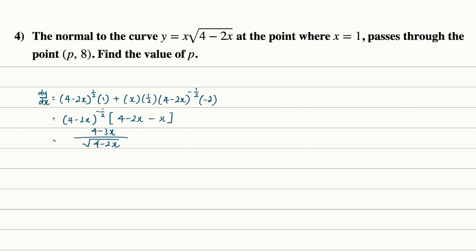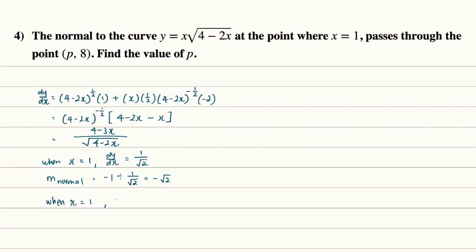Now let's try to find the numeric value of the gradient of the tangent at x equals 1. Substituting it into dy dx, we have dy dx equals to 1 over square root 2. Now this is the gradient of the tangent. What about the gradient of the normal? We need to take minus 1 divided by 1 over square root 2, which gives us a value of minus square root 2. Now we also need to find the coordinates of the point where the normal passes through. So at x equals 1, y is equals to square root 2.